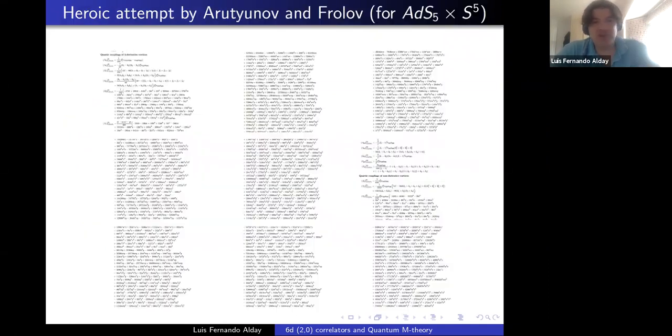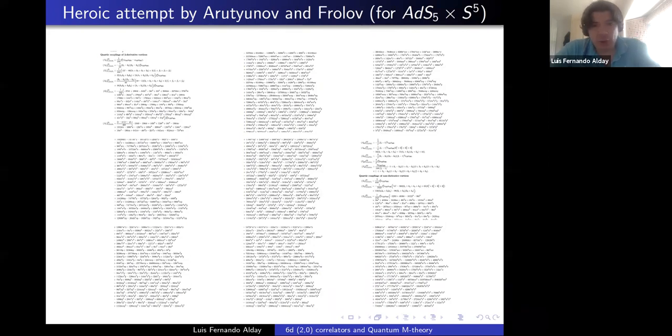But let me show you this heroic attempt by Arutyunov and Frolov. So this is the kind of thing that you get when you try to compute the effective action. And this is for the case of AdS5 cross S5, which should be much, much simpler than AdS7 cross S4, which no one did.